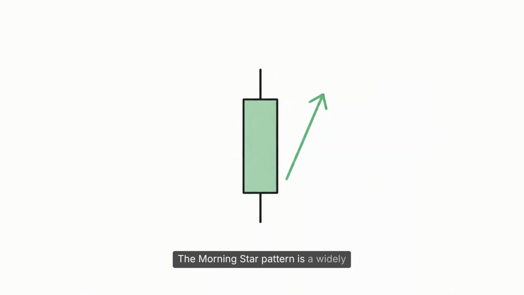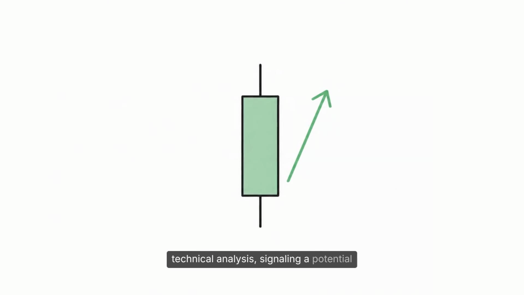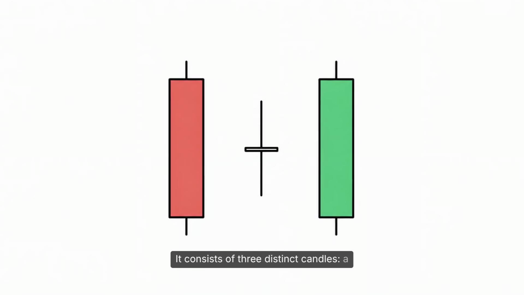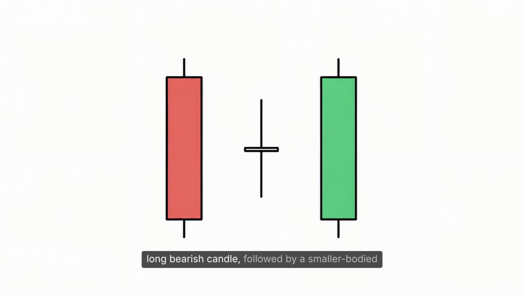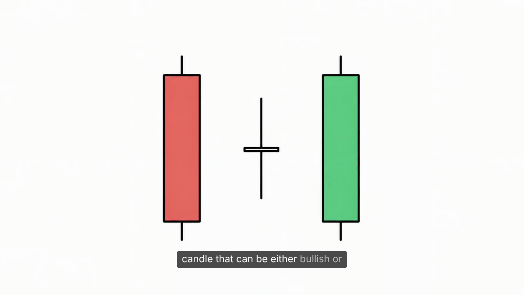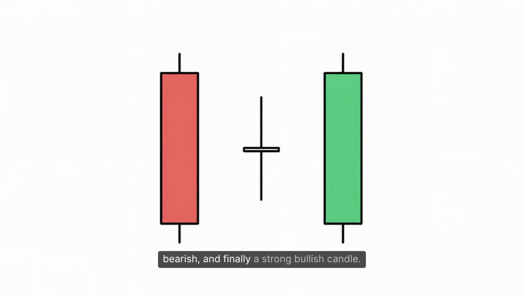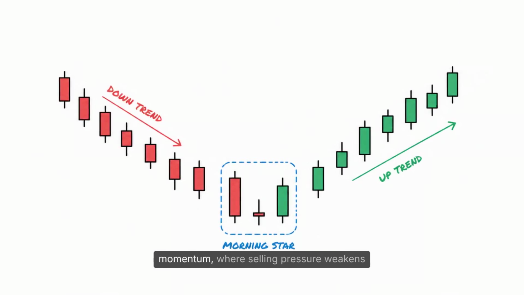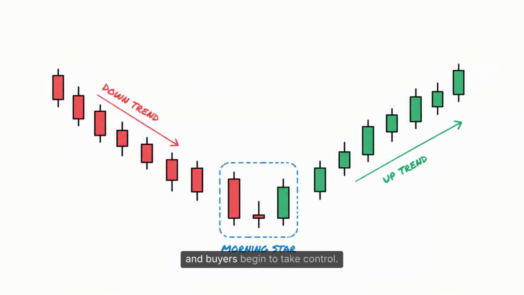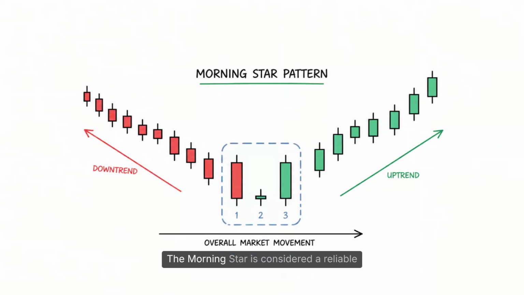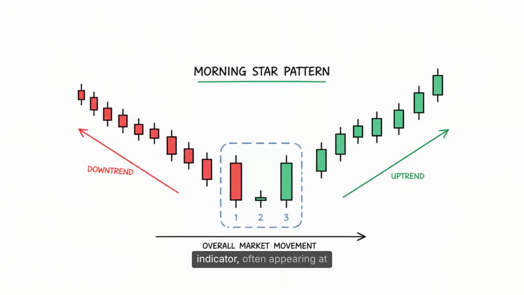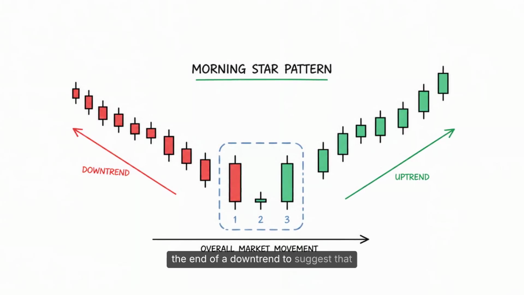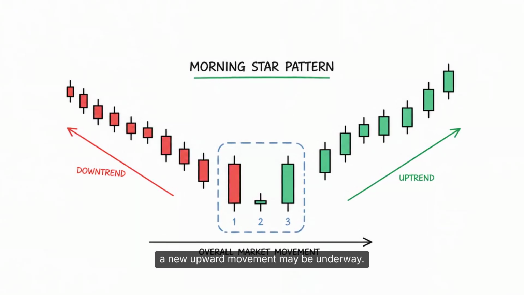The morning star pattern is a widely recognized candlestick formation in technical analysis, signaling a potential bullish reversal in the market. It consists of three distinct candles: a long bearish candle, followed by a smaller-bodied candle that can be either bullish or bearish, and finally, a strong bullish candle. This sequence reflects a shift in momentum where selling pressure weakens and buyers begin to take control. The morning star is considered a reliable indicator, often appearing at the end of a downtrend to suggest that a new upward movement may be underway.